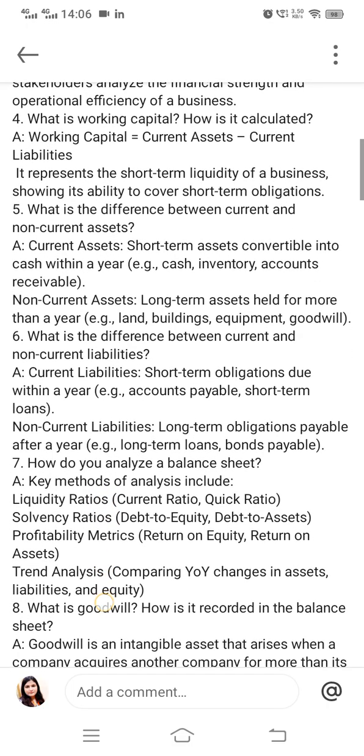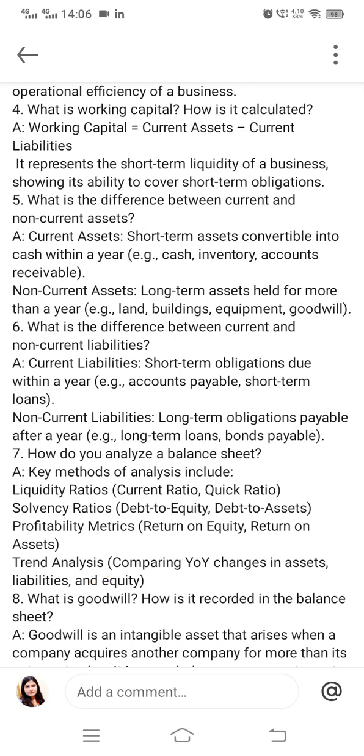Now we have fourth question. What is working capital and how is it calculated? Working capital is much needed to get the operations of the business going. Without working capital, we cannot operate the day-to-day activity of the business, and this is a very crucial part of the organization.